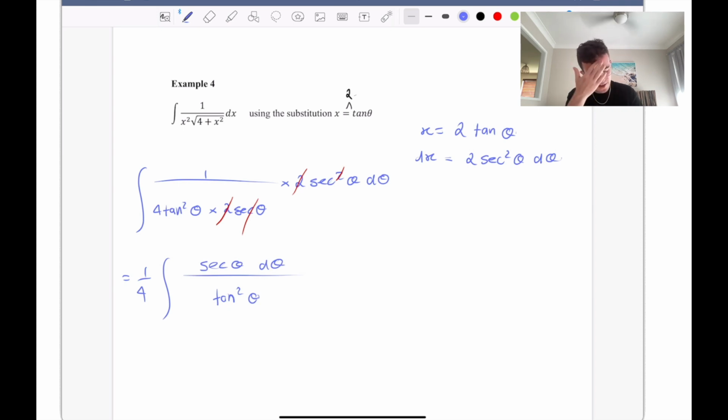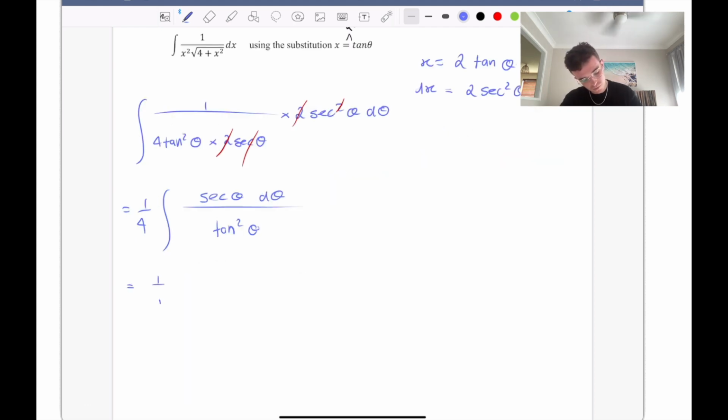So we're going to think, okay, there is a relationship between sec and tan and all of these functions, and that's because sec is 1 on cos and tan is sine on cos. So this is going to be 1 on 4 integral of 1 on cos on sine squared theta on cos squared theta. So that will die with that, and we're going to have cos theta on sine squared of theta.